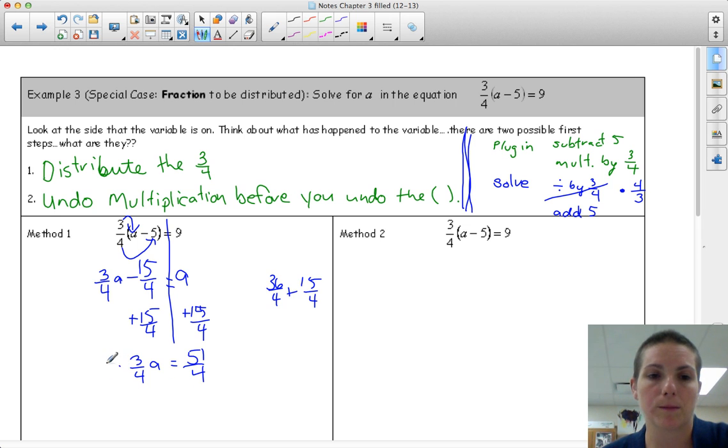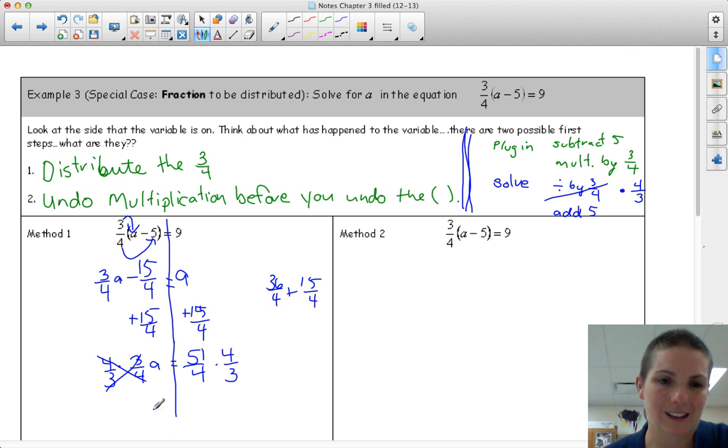And I'm going to multiply both sides by 4/3. Look at all this ugly fraction work. Multiply by 4/3, because that would give me 3/3, which is a 1, and 4/4, which is a 1. And look at all this work, my balance line's not long enough. So I end up with 1a equals, oh look, 4/4 becomes a 1, 51/3, it actually works out to be 17. So a is equal to 17. Look at all that ugly fraction work that we had to do.